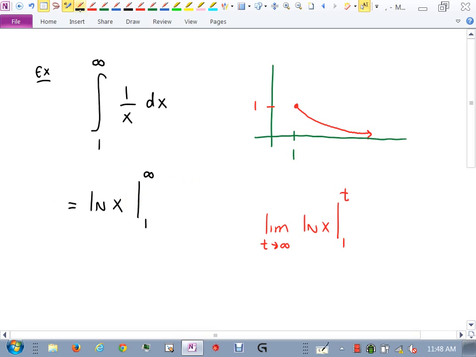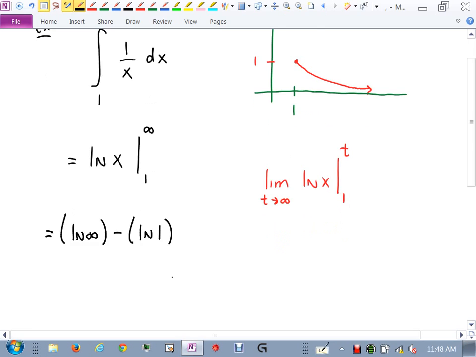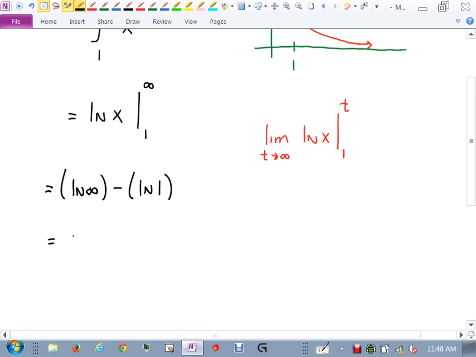So let's do this. Let's plug in. If we plug in infinity first, natural log of infinity, then we plug in 1. Natural log of 1 is 0. So we get natural log of infinity. That's really saying, what does the natural log function do as you go out to infinity? What does the natural log function do? You remember what it looks like? Natural log looks like this.